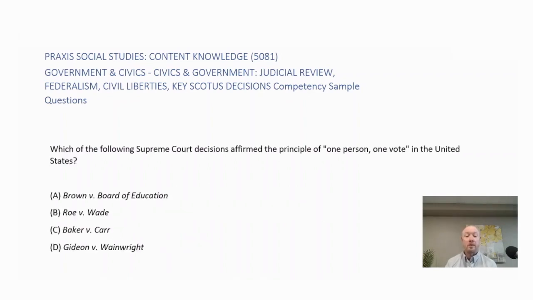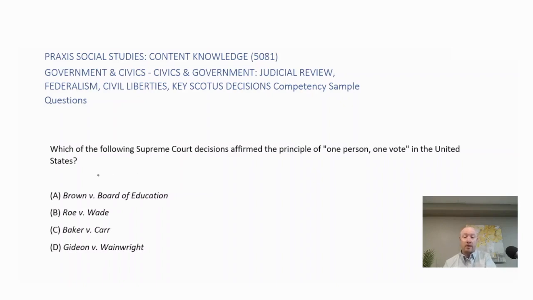Which of the following Supreme Court decisions affirm the principle of one person, one vote in the United States? Is it A, Brown v. Board of Education, B, Roe v. Wade, C, Baker v. Carr, D, Gideon v. Wainwright? All right, so let's eliminate some choices here.